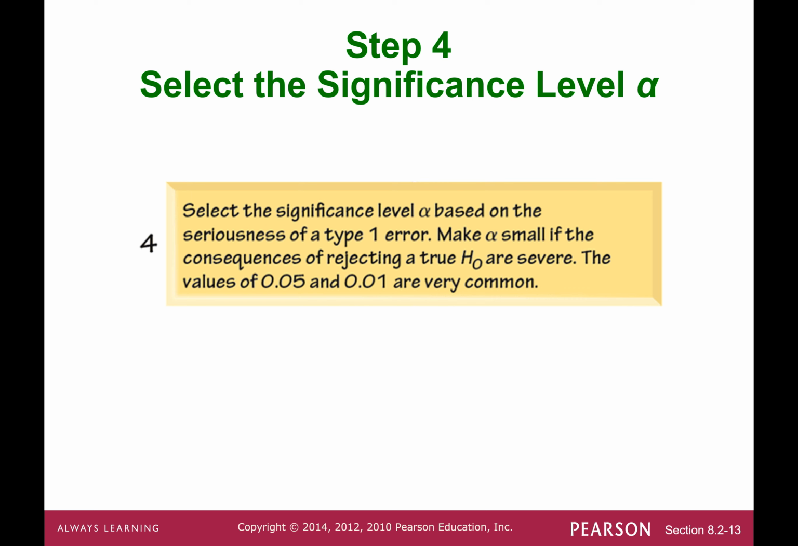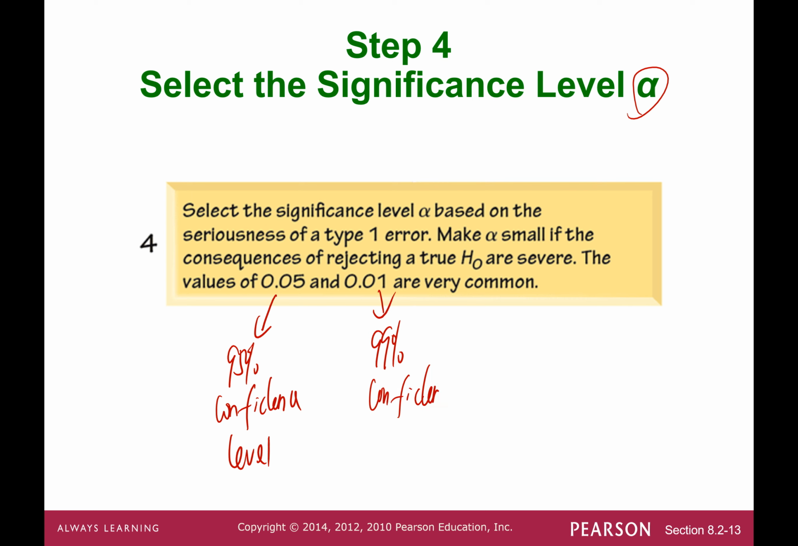And step number 4 is select a significance level alpha. So you could have 95% confidence, then significance level alpha equals 0.05. You have a 99% confidence level, then alpha equals 0.01. This is alpha. It depends on different confidence levels.